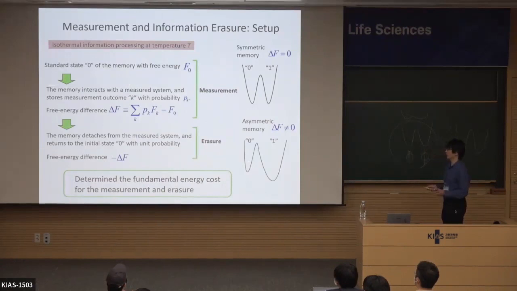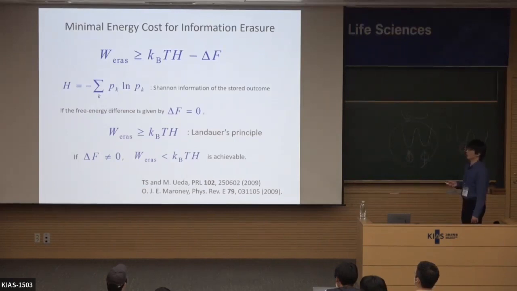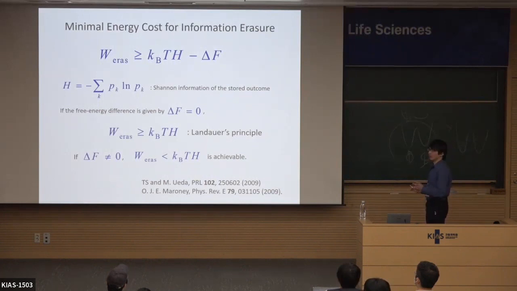And after the measurement and maybe feedback, so we need to erase the information. And the free energy change is given by minus of delta F. So this delta F is relevant only for the erasure process. Then the Landau's principle should be modified like this. So the erasure cost is bounded by the Shannon information in the original Landau's principle with symmetric memory. But we need the free energy modification here because in the asymmetric memory, just the trivial information requires some free energy change, so we need some additional work cost.